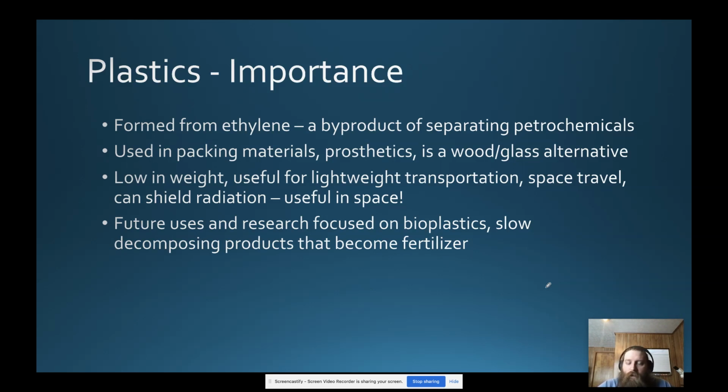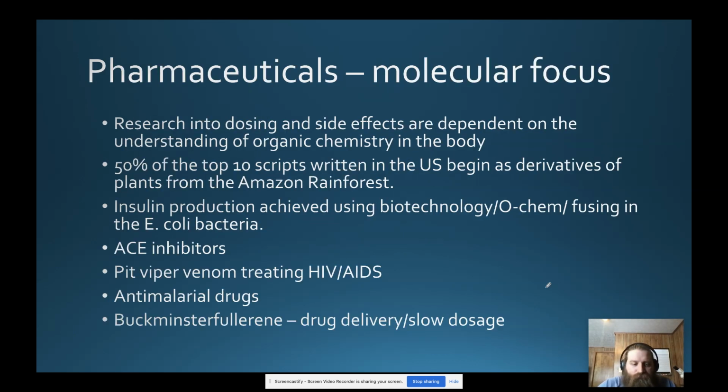Make sure you know that plastics are formed from ethylene. All right, that is the base molecule, the base organic molecule that we use to make plastics, and it comes from petrochemicals. So when we separate out gas and diesel and all that stuff from oil, one of the byproducts is ethylene, and we use it to make plastic.